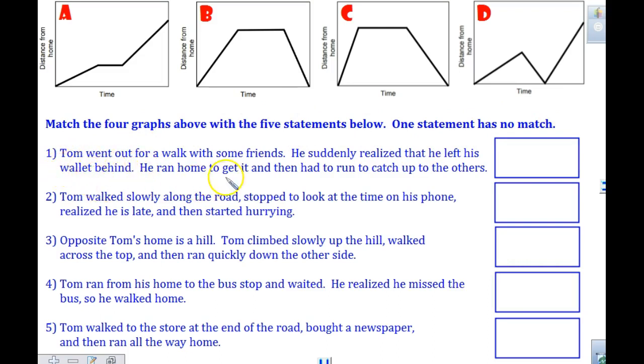Yep, just read. Tom went out for a walk with some friends. He suddenly realized that he left his wallet behind. He ran home to go get it and then had to run to pick up the fields. Okay, so thinking about that one.